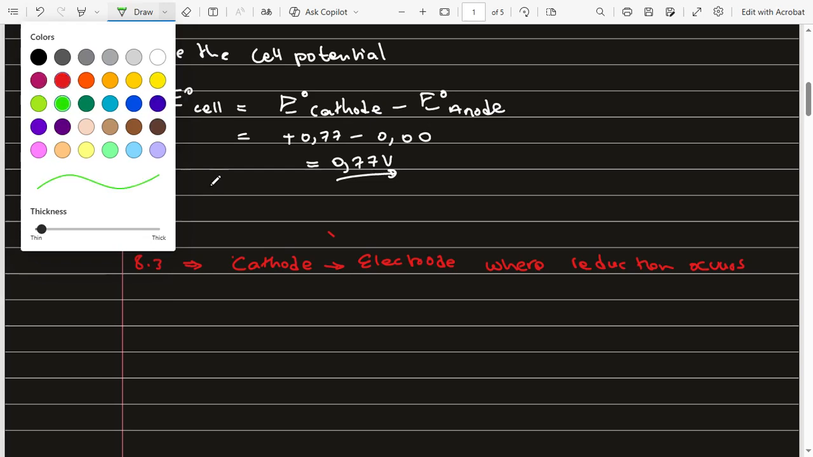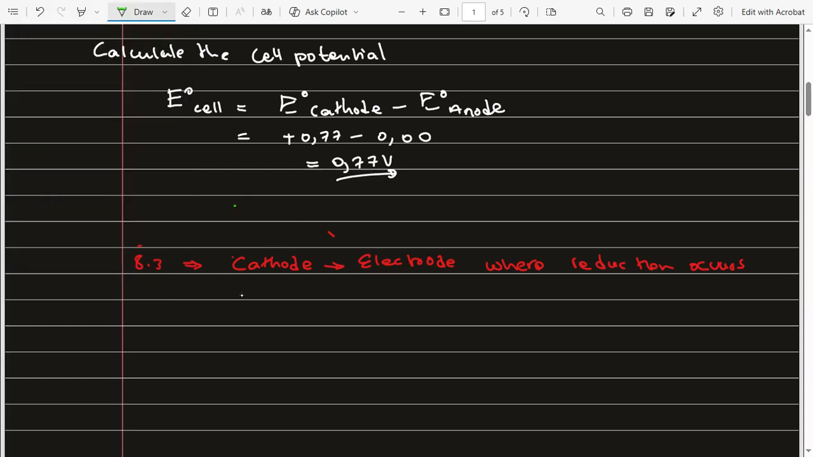Since this is the cathode where the reduction occurs, I'm going to give you a memory trick. I think they already gave you this at school, where they say the red cat. Think about the red cat. Reduction at cathode. So the red cat means reduction occurs at the cathode.